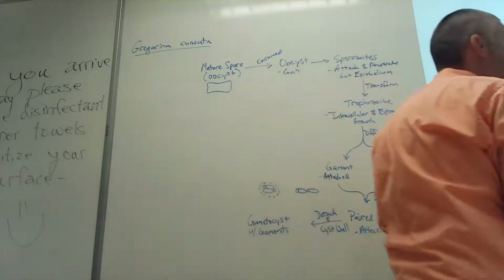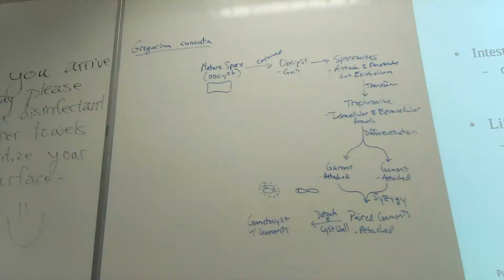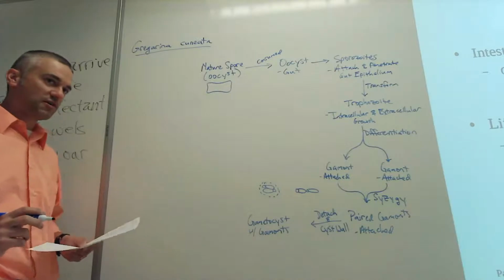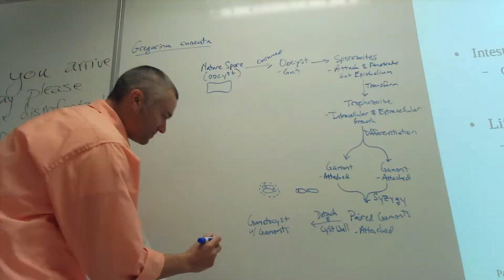And our gametocyst has those gametes. Make sure we're on there. Yep. Gametocyst has our gametes. Now, once we have our gametocyst that has the gametes, we undergo gametogamy to produce our macro and our micro gametes.